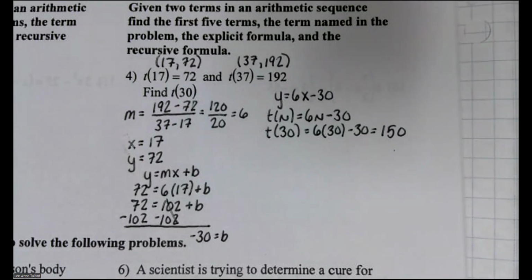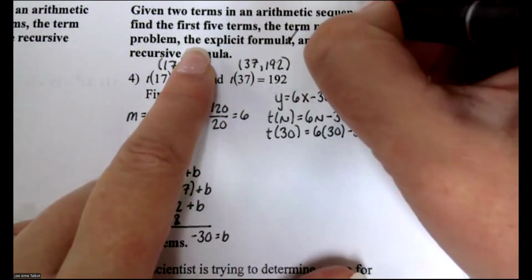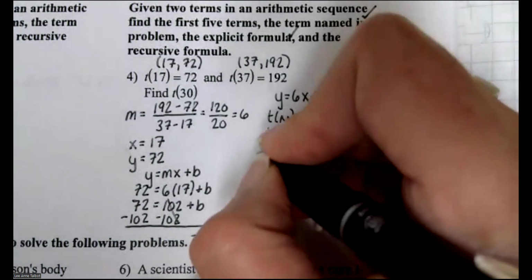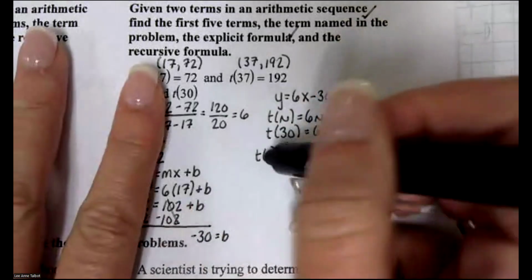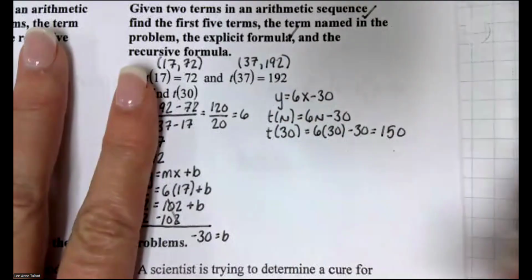Does everybody see what I did there? Okay, so what did I do so far? I found the explicit formula. I found the term named in the problem. I need to find the first 5 terms and the recursive. Okay. Let's do the recursive next. First term, oh, we can't do it. Can't do it without the first 5 terms.